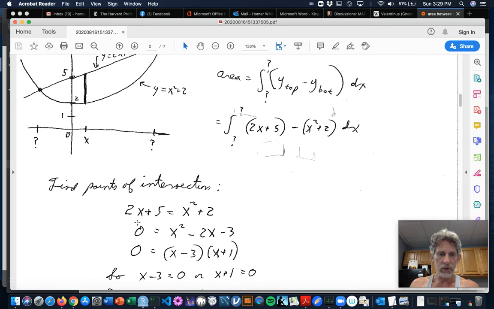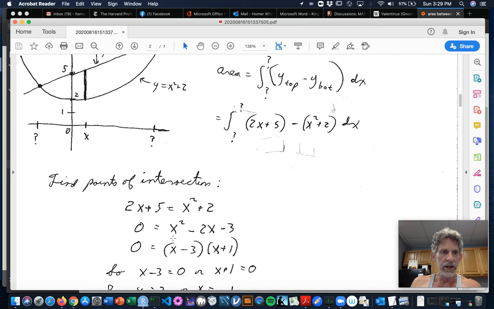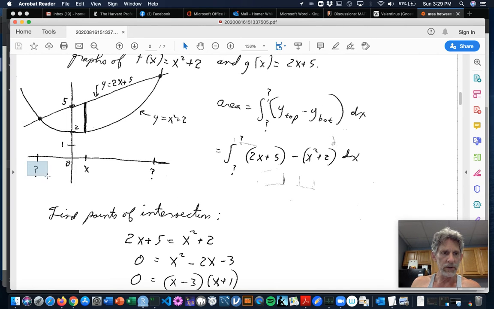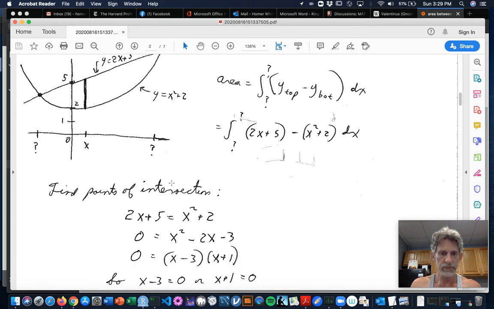And you solve that equation and you come up with a little quadratic that you can factor. And since the product of those two factors is 0, then either one factor or the other has to be 0. So the x either has to be 3 or -1. And so you can tell that the lower limit here is -1 and the upper limit here is 3, just like we saw on Wolfram Alpha.